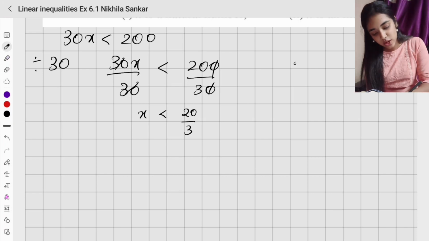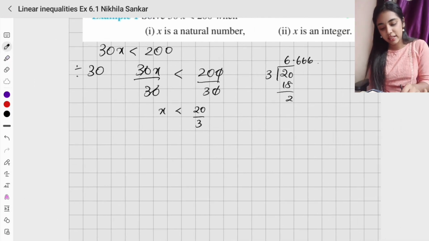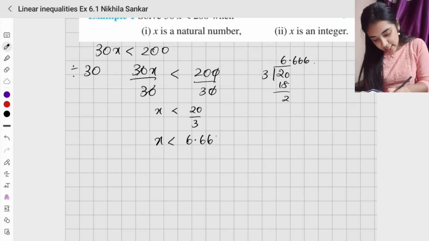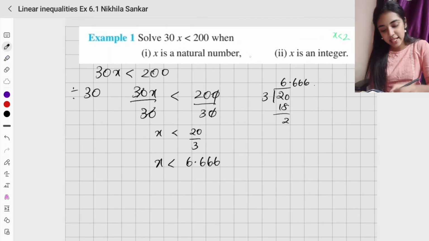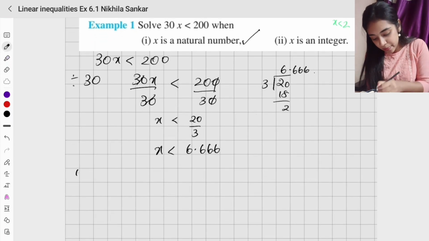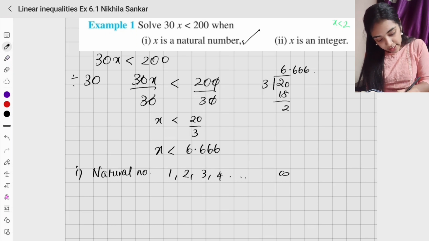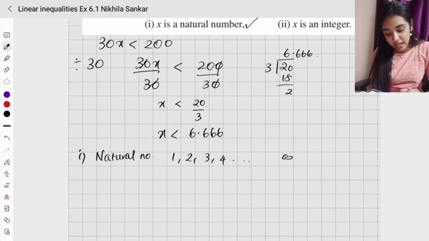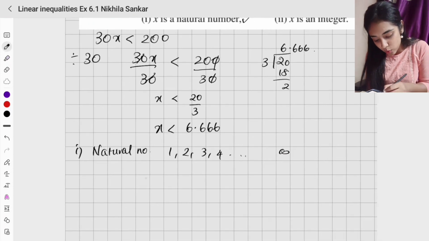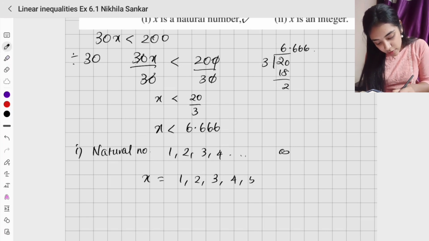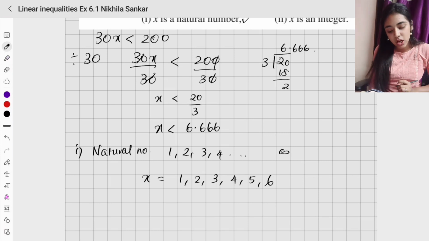20 divided by 3 is what? Some 6 point something. Yeah? So 20 divided by 3 is 6, since 6 times 3 is 18, remainder 2. So 6.666, this is a recurring decimal. So x is less than 6.666. But they are asking to solve for x when x is a natural number. What are natural numbers? Natural numbers are numbers starting from 1 to infinity. 1, 2, 3, 4 and so on until infinity, only positive numbers. These are natural numbers. If x is less than 6.666, what values can x take? You can take the values 1, 2, 3, 4, 5 and 6. Okay, you can take all these 6 values.